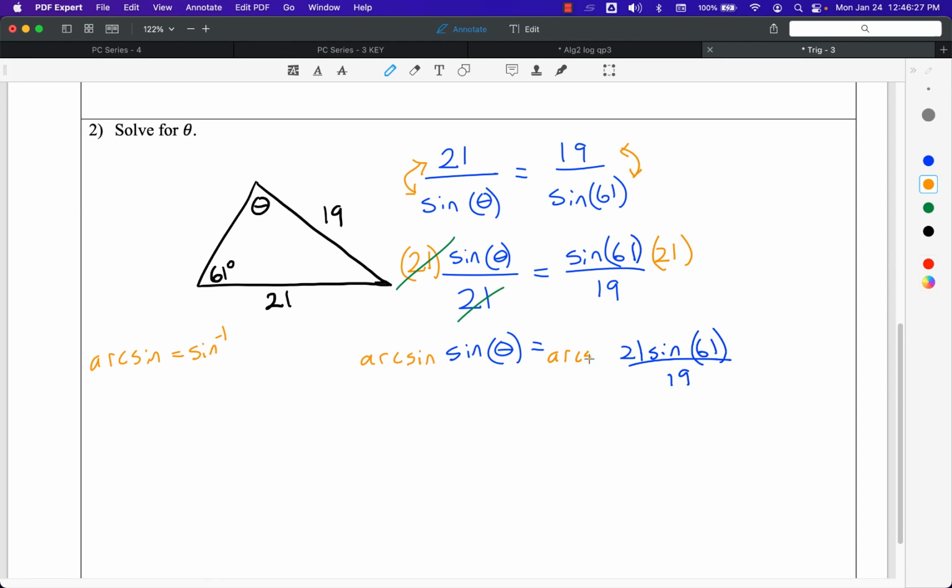All right, arc sine of the right, because whatever you do to the left, you must do to the right. We're taking the arc sine of both sides. When you take the arc sine of sine, they cancel each other out, and that gives you just the theta.